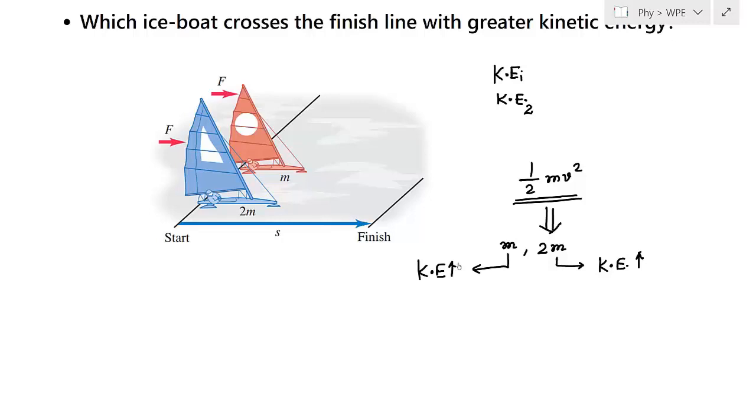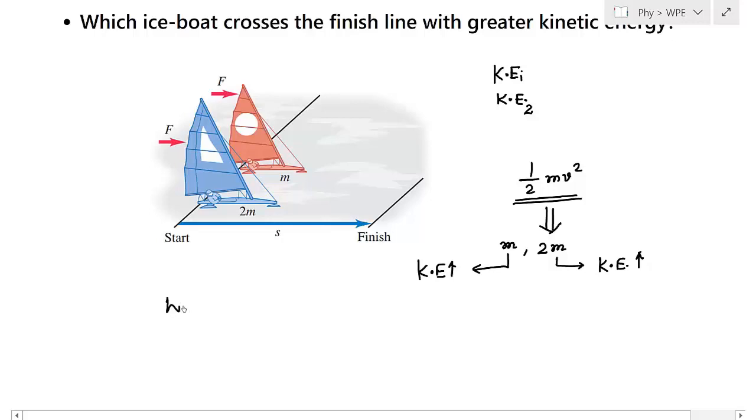And if you square that, half m v square, one can expect that the half m v square term for ice boat 1 will be higher and it will have higher kinetic energy. So the question is, how do you decide which ice boat will have higher kinetic energy? In this case, we will use the work energy theorem to decide which will have higher kinetic energy.